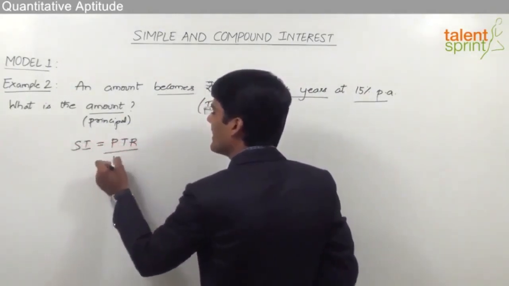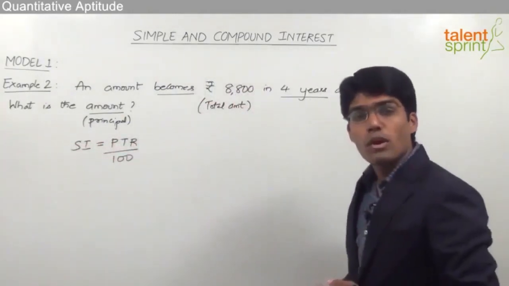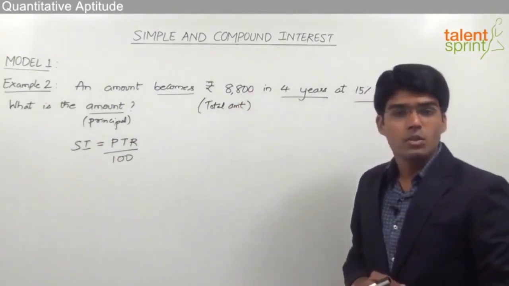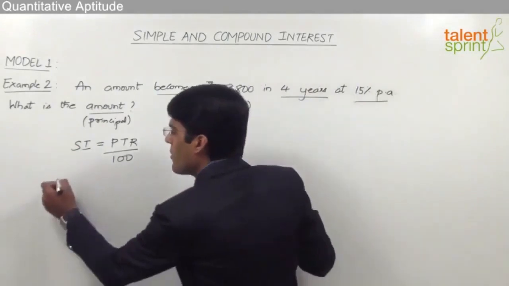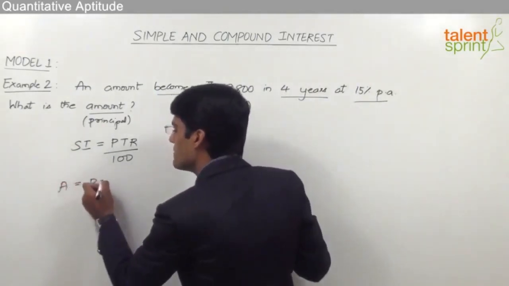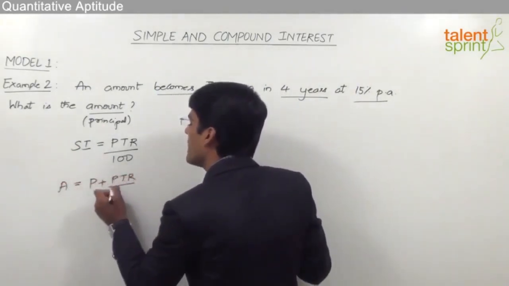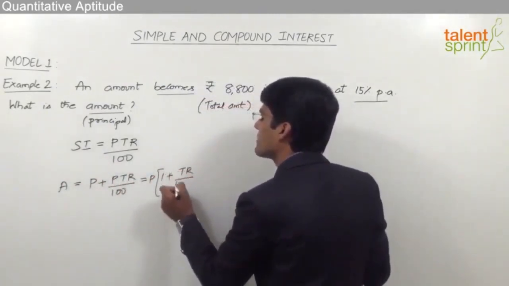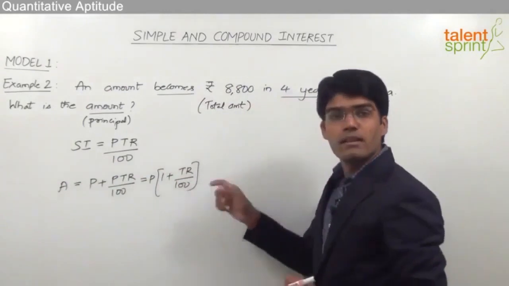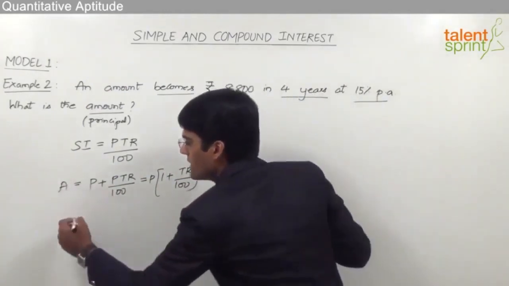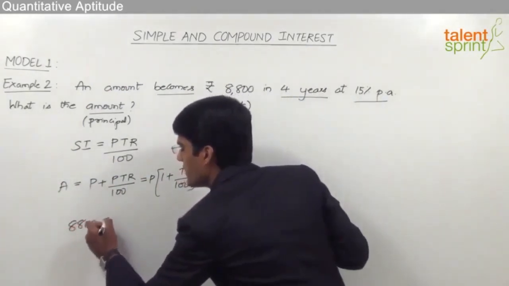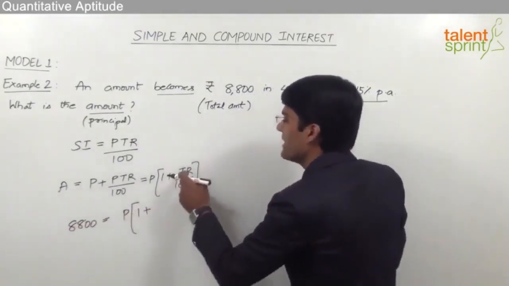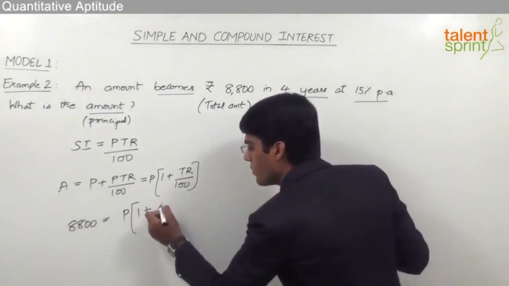Now let us substitute the values and find out what can be the answer here. Now 8,800 is nothing but the total amount, and we know that total amount in case of SI is equal to P plus PTR by 100. And if we take P common here, we get 1 plus TR by 100. So let us substitute the values and then find out the required answer. So total amount is 8,800 is equal to the principal P has to be calculated into 1 plus T into R. Time period is 4 years.